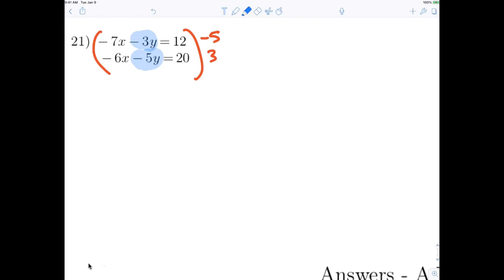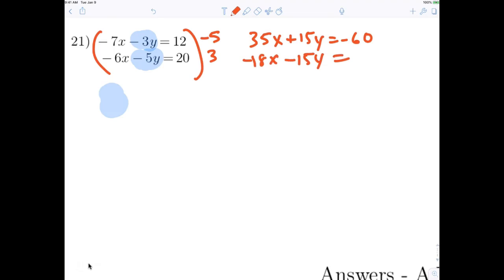No, look up. So this right here is going to be 35x. Just give me one more second. 35x plus 15y equals -60. And then -18x minus 15y equals 60. Now do you understand? They do what to each other? Cancel out.